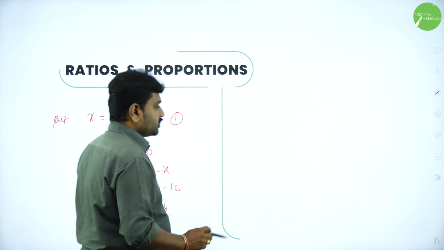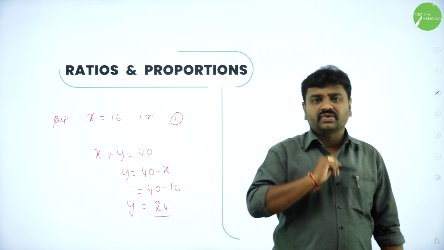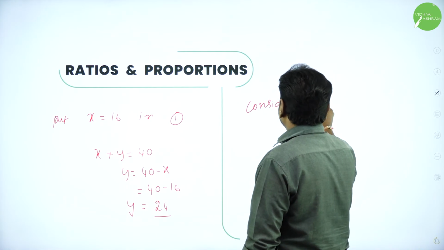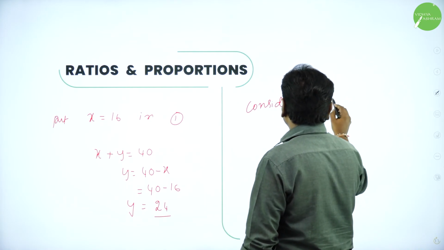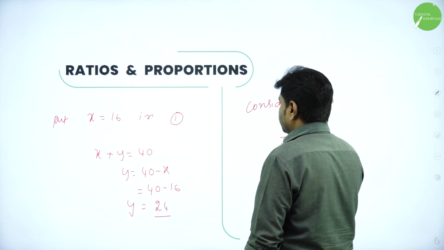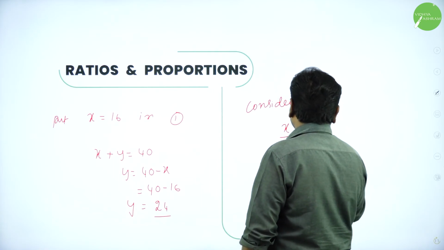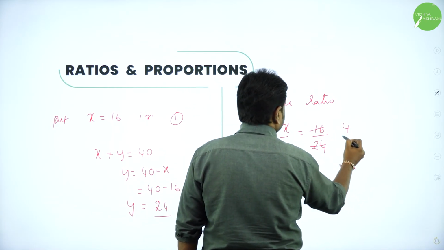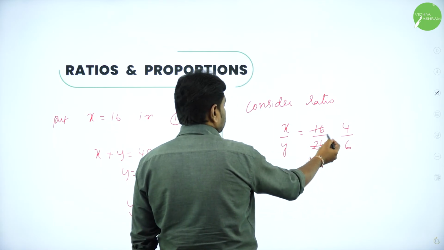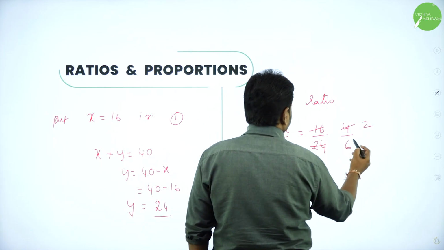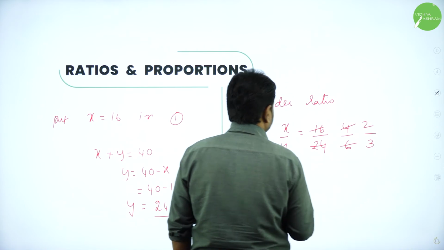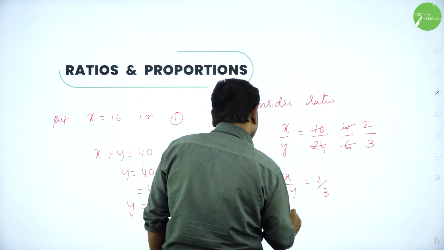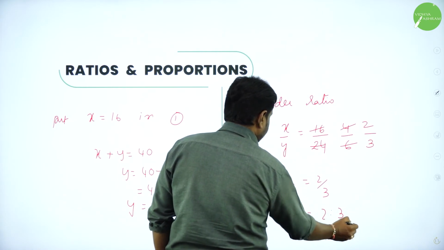They are not interested in the numbers. They want the ratio of the numbers. Now consider the ratio of the numbers, x by y. x by y means 16 by 24. You know, both are divisible by 4. 4 4s are 16, 4 6s are 24. 2 2s are 4, 2 3s are 6, so 2 by 3. So x by y, you got 2 by 3. Therefore, x is to y is the ratio 2 is to 3, simple.